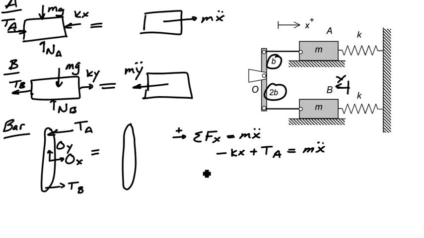I can then go to block B, and I'll sum forces in the y direction and set that equal to m times y double dot. I know this will be a positive to the left summation. And if I do that, I'll have TB minus k times y is equal to m times y double dot.